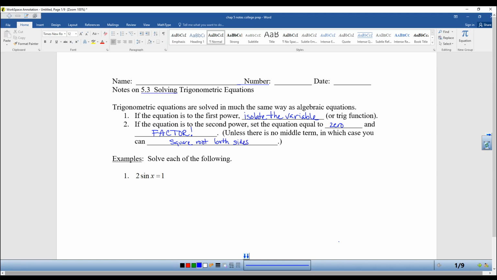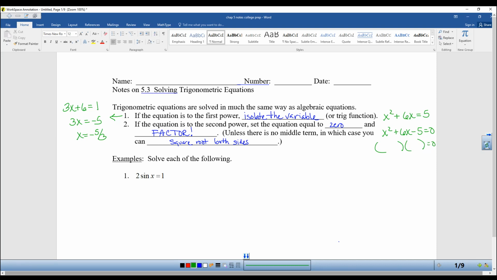So just think about it from an algebraic perspective. If you had something like 3x plus 6 is equal to 1, then you would subtract 6 from both sides, and you would divide by 3. That's what I mean by isolating the variable. But you can't isolate a variable if it's to the second power. Plus 6x is equal to 5. Then you would have to set it equal to 0 and then factor.